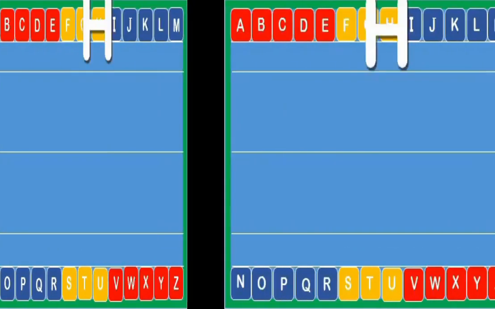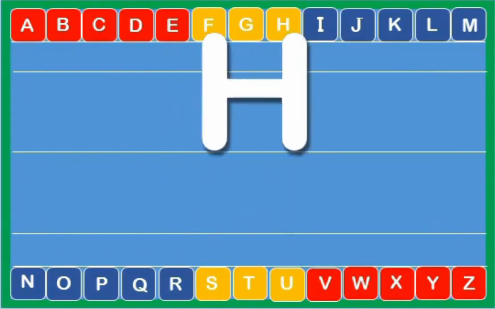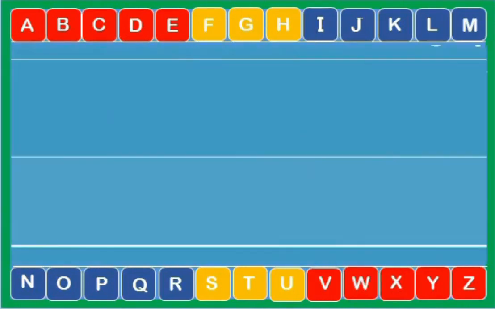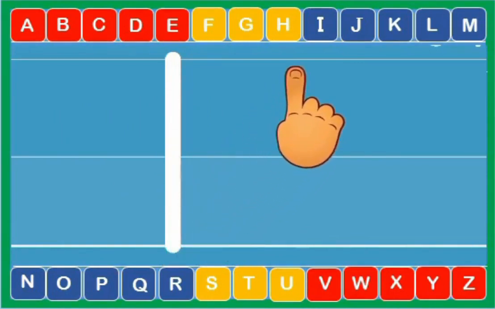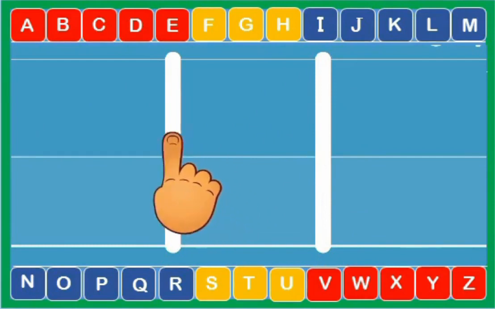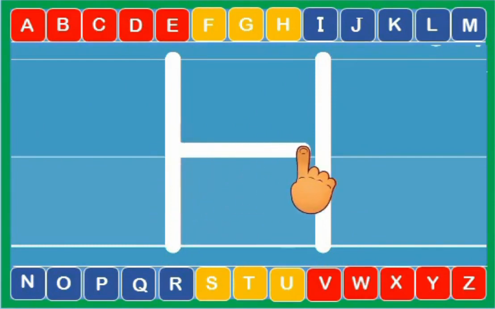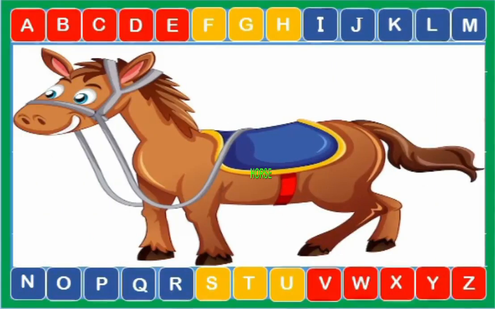Next is letter H. A stroke down, a stroke down, and a middle dash. H for horse.